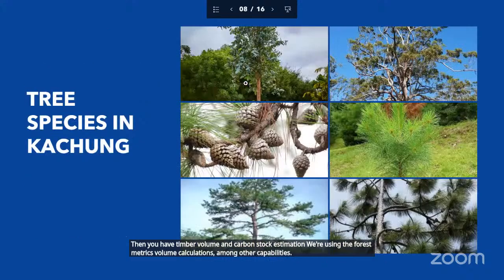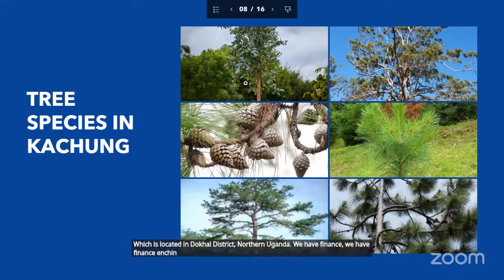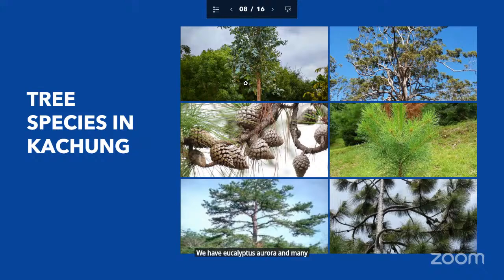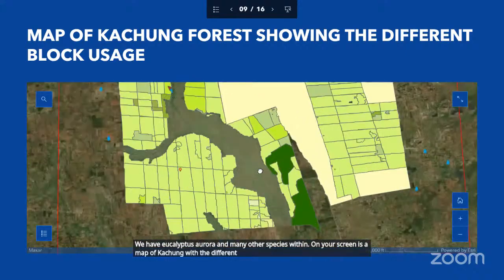On your screen are some of the tree species that are in Kachung Forest, which is located in Dokolo District, Northern Uganda. We have Pinus caribaea, Pinus elliottii, Pinus patula, we have Eucalyptus grandis, and many other species within. On your screen is a map of Kachung with the different forest blocks.